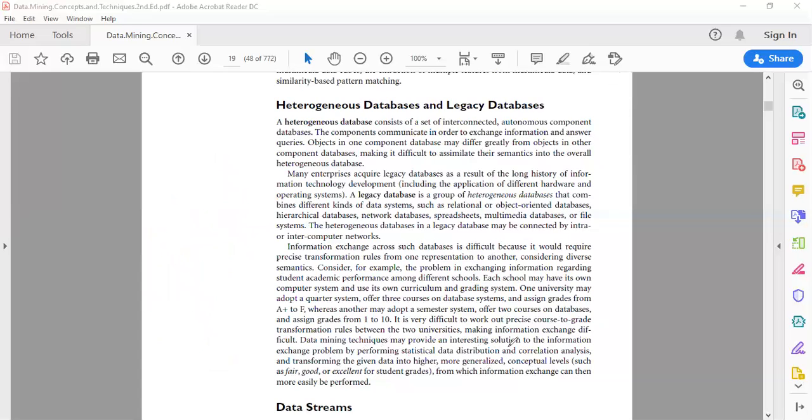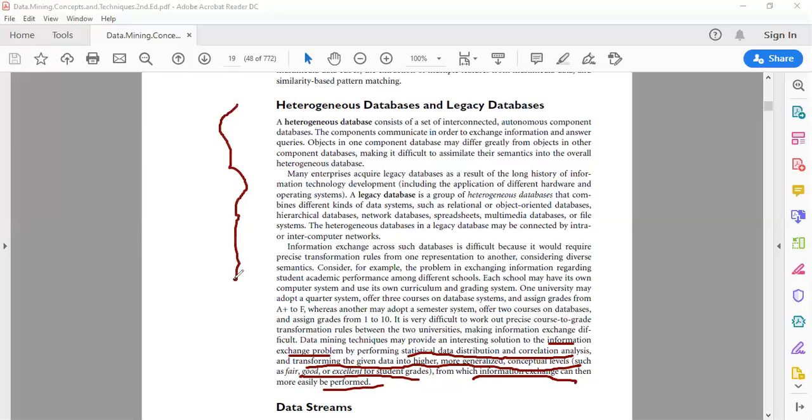Data mining techniques may provide an interesting solution to the information exchange problem by performing statistical data distribution and correlation analysis. Then the result is transformed to higher, more generalized conceptual levels like fair, good, or excellent for student grade, from which information exchange can then more easily be performed. So, data mining provides a solution to the information exchange problem in heterogeneous databases or legacy databases. So we discussed heterogeneous databases and legacy databases.